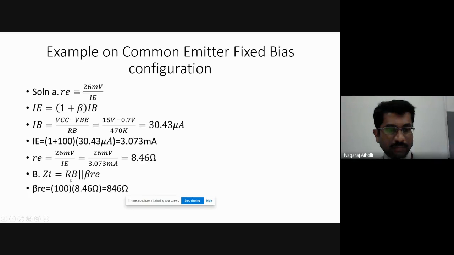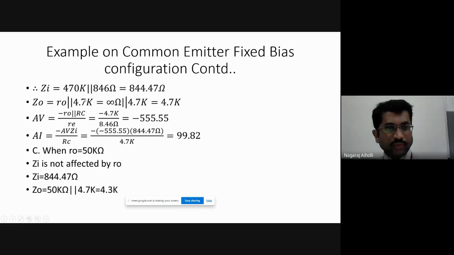Next is ZI, the input impedance, that is RB parallel beta RE. RB parallel beta RE is the input impedance for the common emitter fixed bias configuration. First find out beta RE. Beta is given as 100, RE we have found as 8.46. This will be 846 ohms. Then RB parallel beta RE: RB is given in the circuit as 470K, parallel 846 ohms. That will be 844.47 ohms.